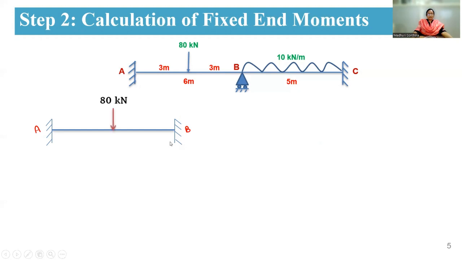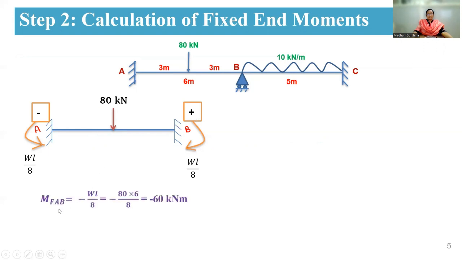And here the point load of 80 kilonewton. When we apply the 80 kilonewton load, you are going to have fixed end moments in hogging direction. So this is hogging direction at A and B. At A, since it is in anti-clockwise direction, as per sign convention, it is negative. And the formula for point load at the center for the fixed end moments is WL by 8. Similarly, for B, it is a clockwise direction. Therefore, it is positive. Here you are having plus WL by 8. And then calculating the fixed end moments for AB and BA span, this is negative and this is positive. So it is minus 60 and it is plus 60.